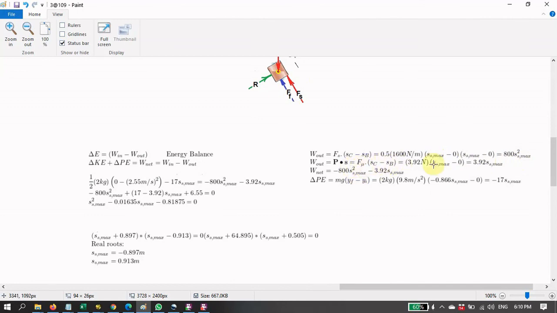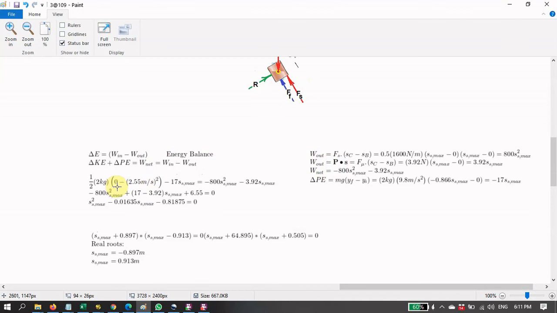And then we have the frictional force we had calculated before, which is 3.92 times the maximum stretch, and then we have the net work, which is minus 800 times the maximum stretch to the power of 2 minus 3.92 times the maximum stretch. So we can get the potential energy change, which is given by this definition. We get about minus 17 times the maximum stretch. Here we just have this information, and we plug it into the energy balance.